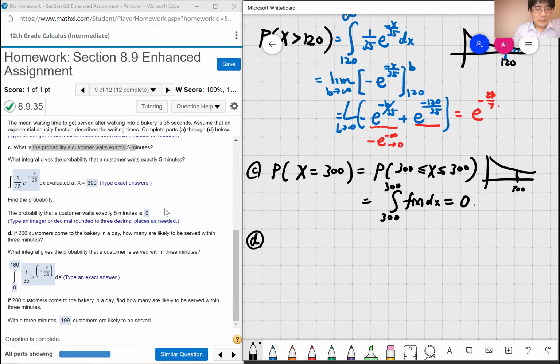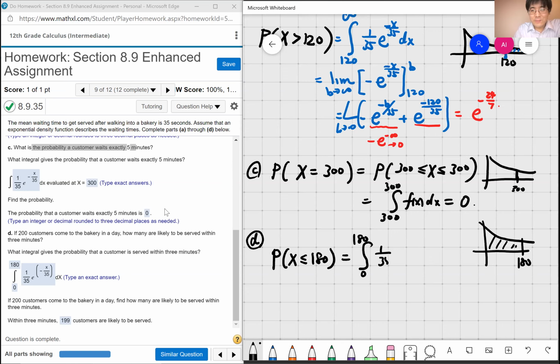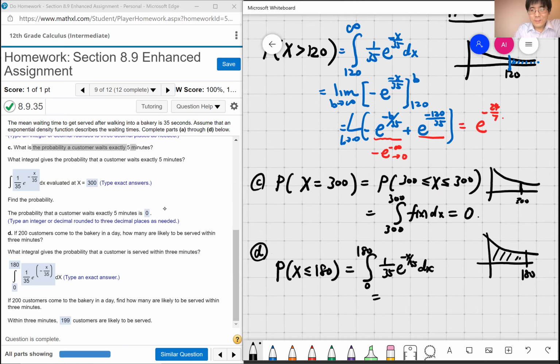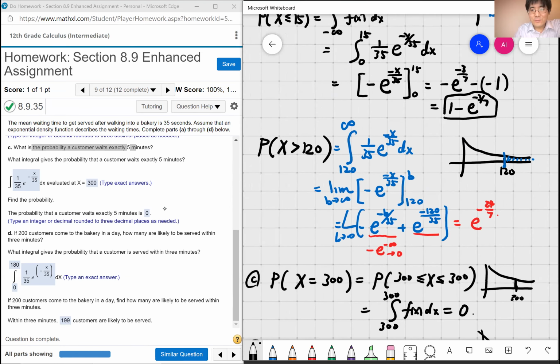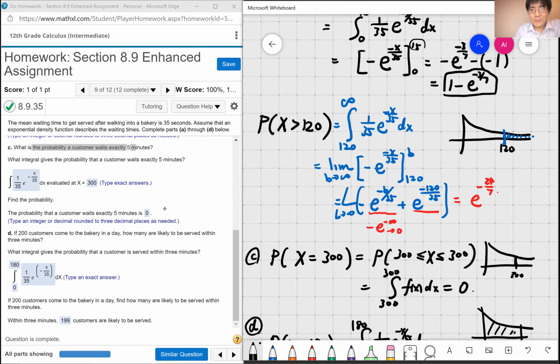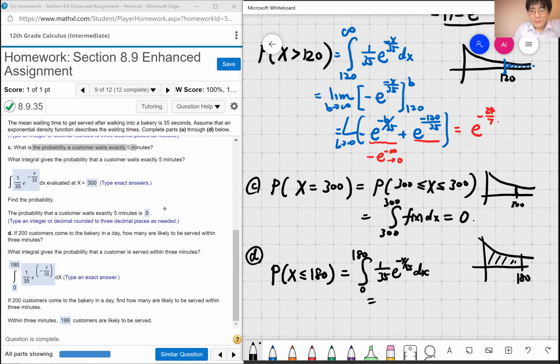Part D. If 200 customers come to a bakery in a day, how many are likely to be served within 3 minutes? Within 3 minutes means within 180 seconds. So first of all, we are going to find the probability that x is below 180 seconds, which means you want to take an integral from 0 through 180 of the same function. Same function, so that's something we have already done many times. So instead of 15 here, you just plug in 180 there.